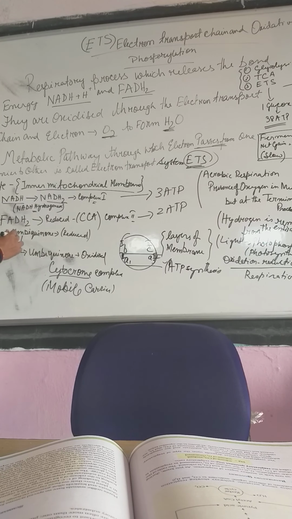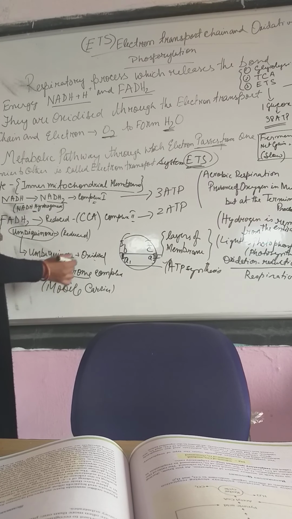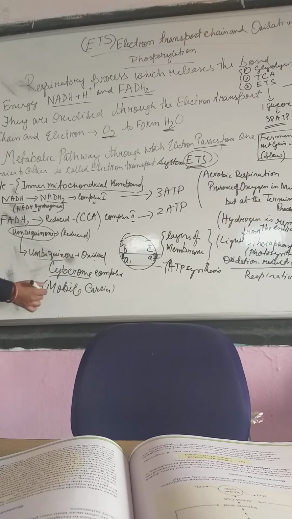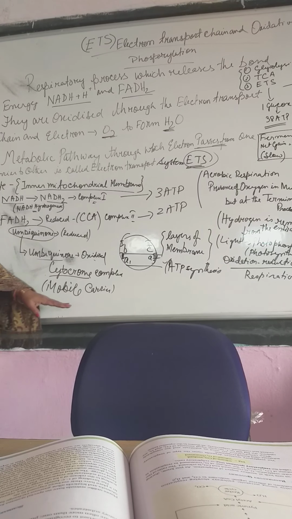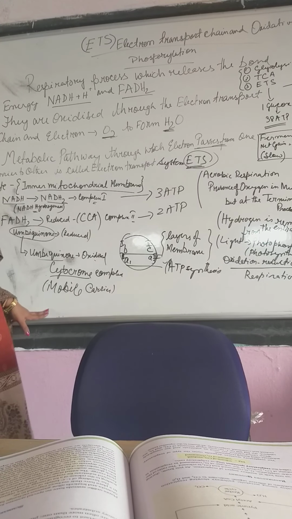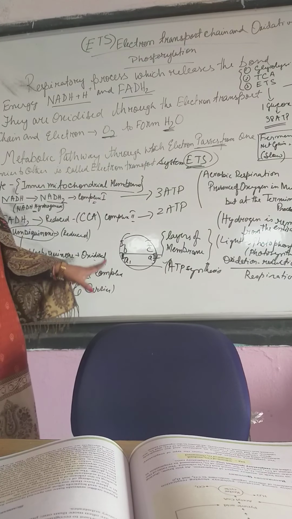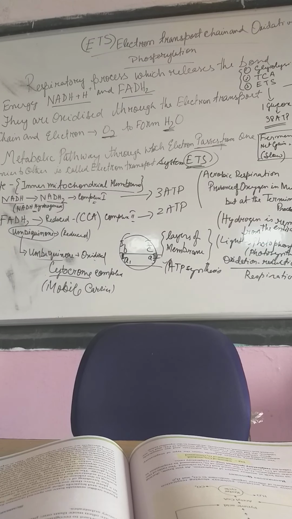Okay. Now here another substrate that is known as ubiquinone. That ubiquinone is reduced in the first complex 1, and in the second, this ubiquinone is oxidized to a cytochrome complex. Now what is cytochrome complex? Cytochrome complex, basically it is a mobile carrier. Carrier means it is a protein based compound, and it carries the electrons from the transport chain.